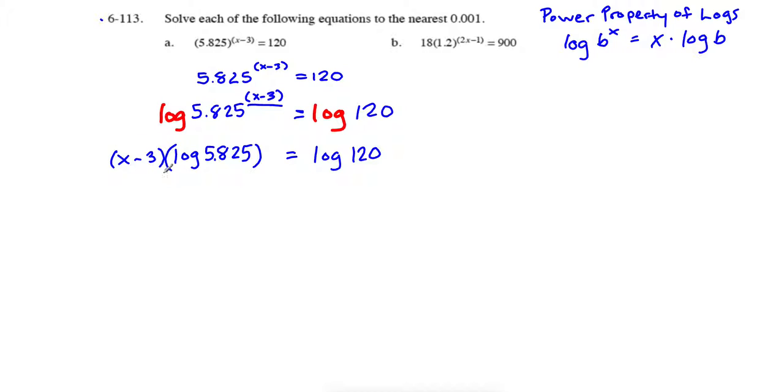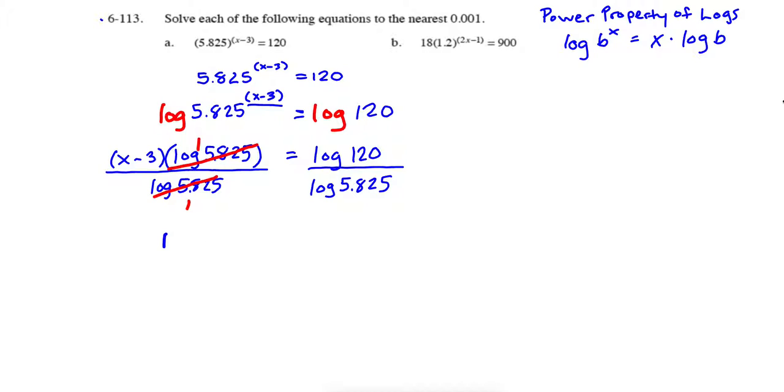Okay, so it's times all of this here, equals the log of 120. Now because the quantity of x minus 3 is a factor and the log of 5.825 is a factor, we can isolate the quantity of x minus 3 by dividing by our log on this side. So divided by the log of 5.825. And if we do that to one side, we have to do it to the other. So we've got divided by the log of 5.825. We have the same factor in the numerator and denominator, so that's going to give us a value of 1.